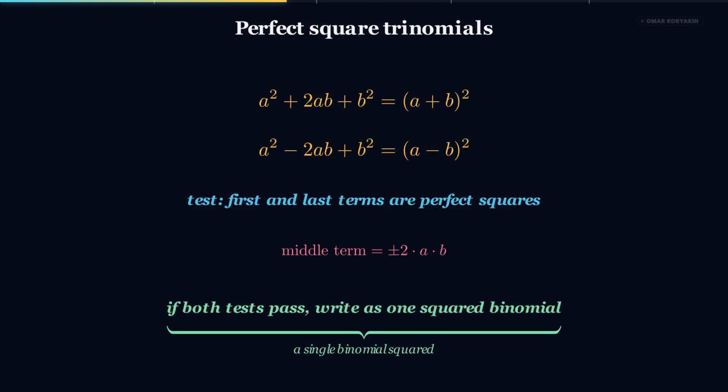If both halves of the test pass, the trinomial factors as a single binomial squared. Use a plus b squared when the middle term was positive, a minus b squared when the middle term was negative. One binomial raised to the second power, complete factorization in a single move.